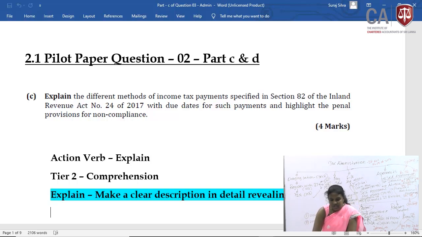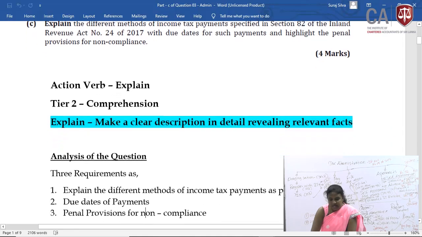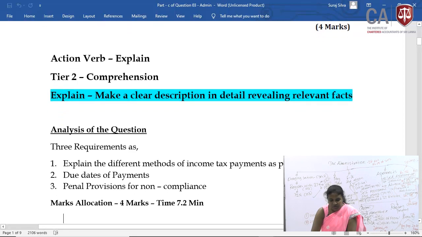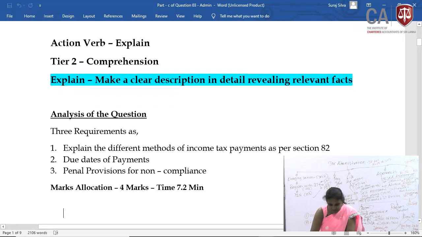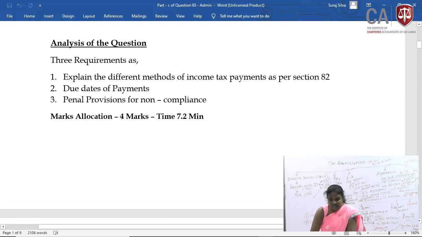Okay. The action verb is explain, which is in tier 2 comprehension. What is the meaning of explain? Make a clear description in detail, revealing relevant facts. You have to explain based on the relevant information, taken from the Act. Then the analysis of the question: there are 3 requirements. The first is to explain the different methods of income tax payments as per section 82. The second is the due dates for payments.